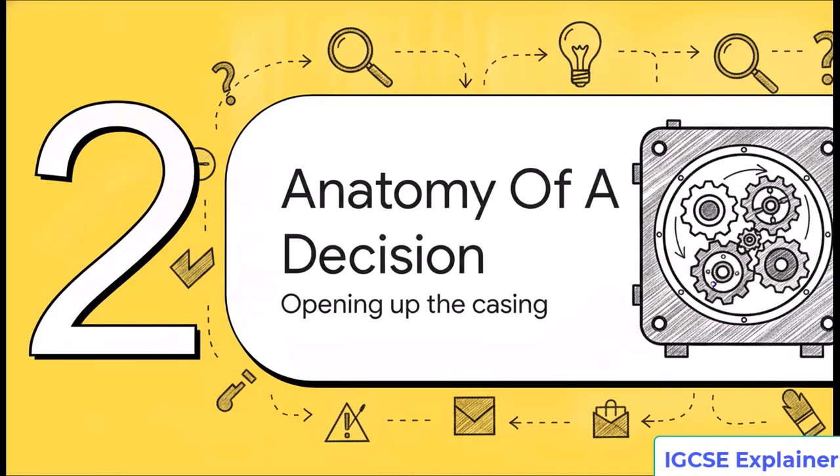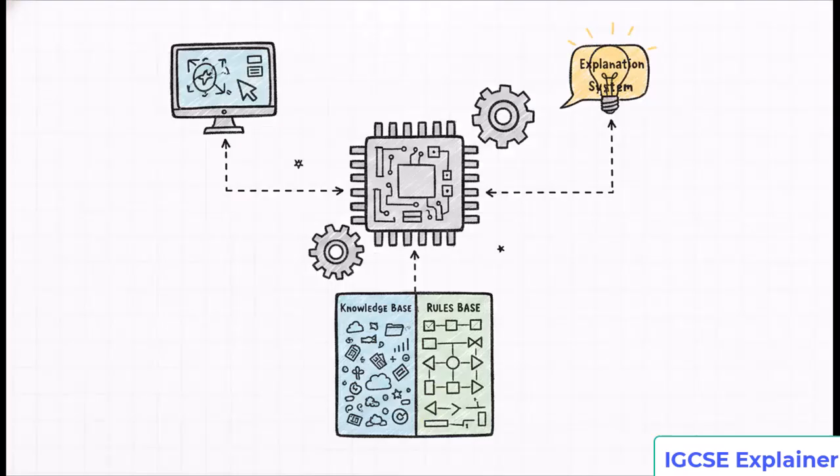Moving right along to section 2, anatomy of a decision. Let's open up the casing and see how it works. Okay, so before we look at how all this connects, let's just break down the 5 core components of any expert system so it doesn't feel overwhelming. First, you have the user interface. That's simply where you type in your queries. Next, there's an explanation system to tell you exactly why a certain answer was given. Then, you have the inference engine, which acts as the central processor of the whole operation. And finally, you have the storage area, which is actually split into 2 distinct parts: the knowledge base, which holds the raw facts, and the rules base, which contains all the logic.